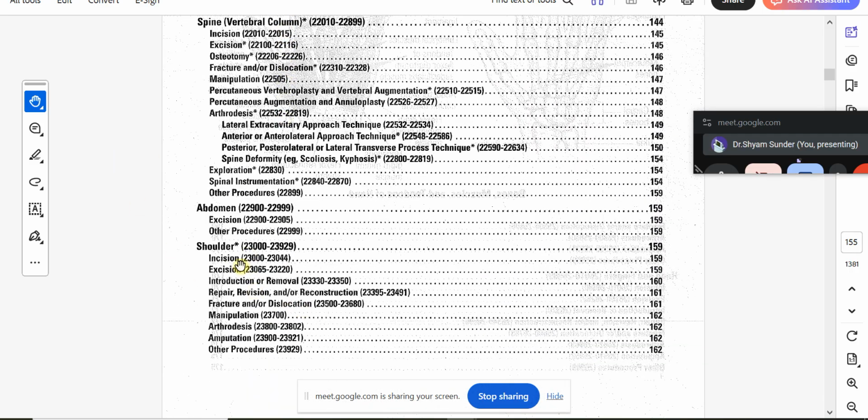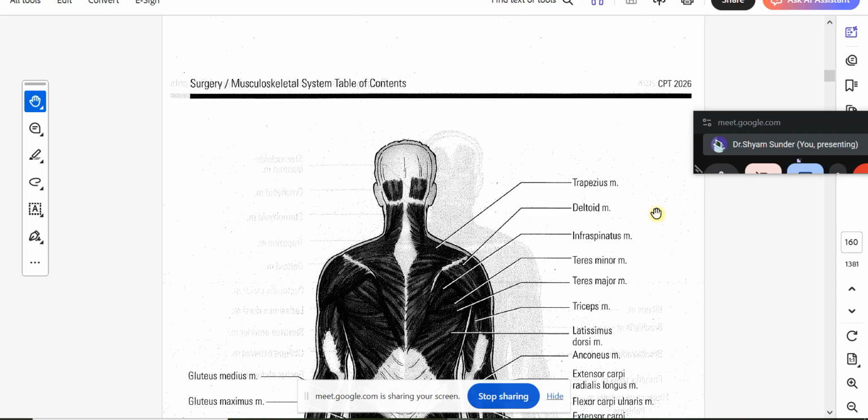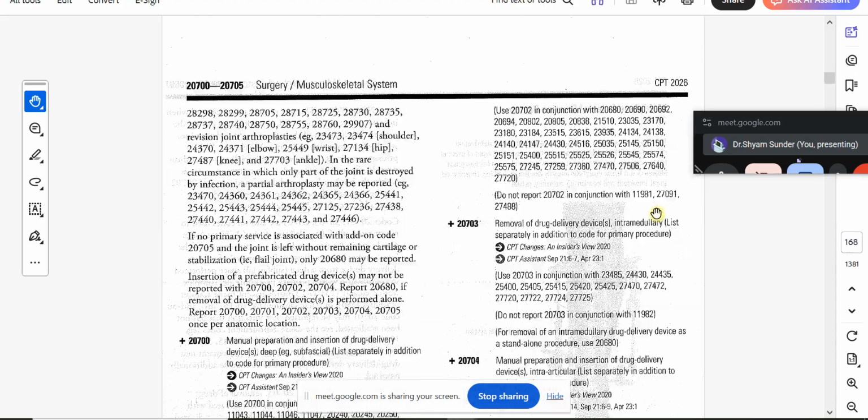So after the shoulder, then we have the upper arm. So biopsy, to find the code for biopsy, that is excision, is nothing but excision. So let us go to the code range 24065, page number 163. So just follow me.